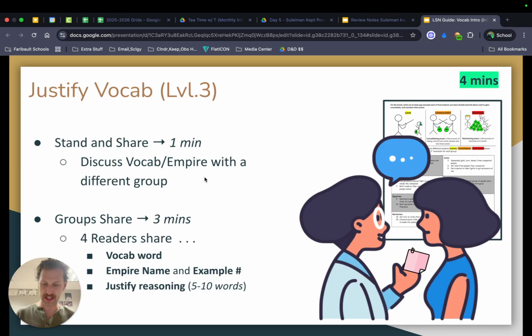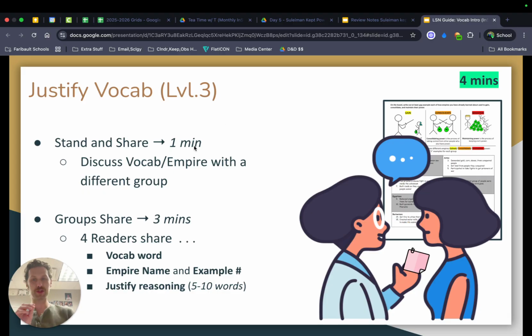After they've written down their sticky note, they either need to memorize it or take it with them, whatever's easier. And they now need to go to a different group and discuss with another student in the classroom what their vocab word was and the example they connected it to. At this point, they have now talked about it 2 to 3 times. All right, so this is being reinforced multiple times already.